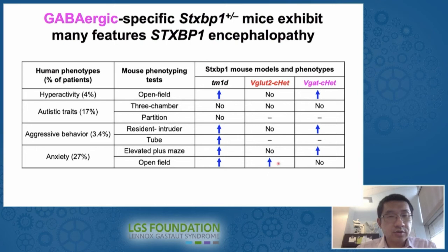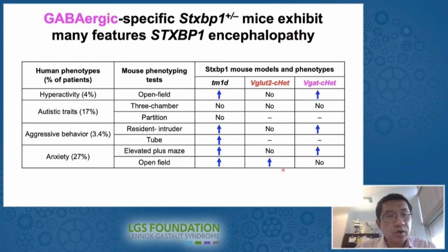And there's also an indication that the VGLU2 conditional knockouts show a small increase in the anxiety in one of those open field assays. So this data basically suggests that the GABAergic cells are particularly important for this disorder, even though the glutamatergic cells also make some very distinct contribution to the pathogenesis of this disorder.